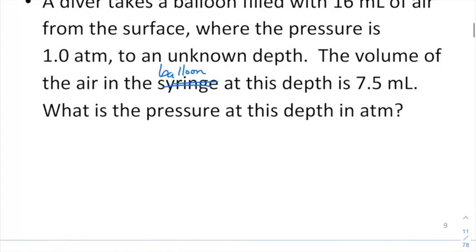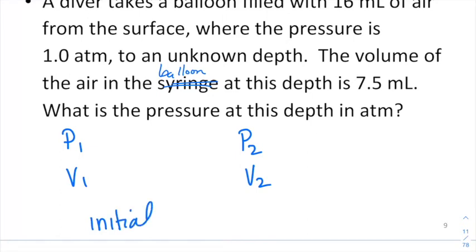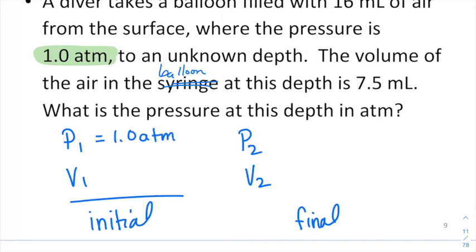All right. So I need to label all of my variables. So I have P1, V1, P2, and V2. Now I like to consider 1 the initial conditions, and I like to consider 2 the final conditions. So let's talk about those initial conditions. I need my initial pressure, and it looks like it is 1 atm. Next up, I need my initial volume, and it looks like it's 16 milliliters.